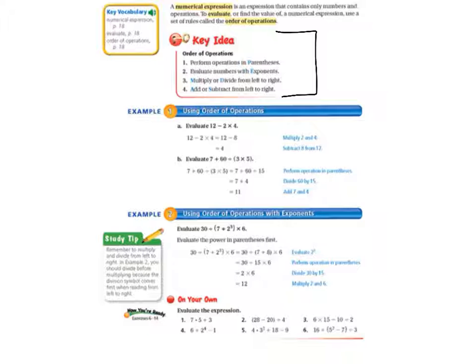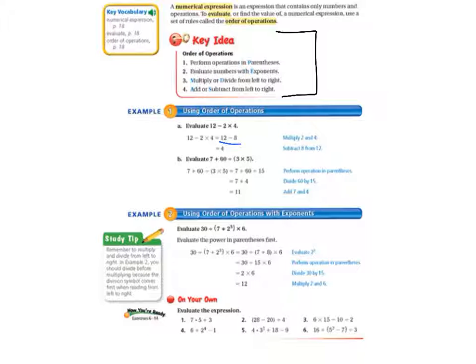So let's look at example 1, using order of operations. Letter A, when we evaluate 12 minus 2 times 4, we're going to multiply 2 and 4 first, because according to our order of operations, we multiply or divide before we add or subtract. So when we do that, we get 12 minus 8, because we multiplied first. 2 times 4 equals 8, so that's 12 minus 8, and that equals 4.